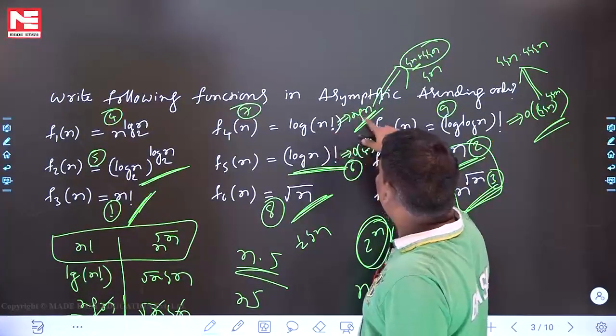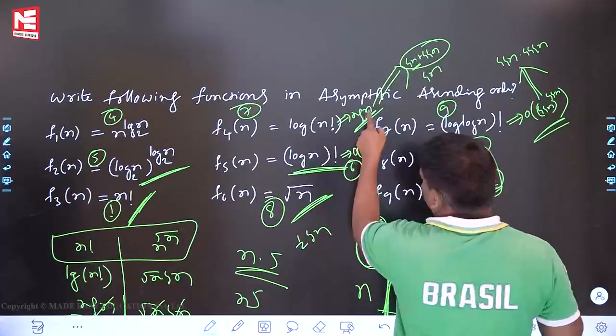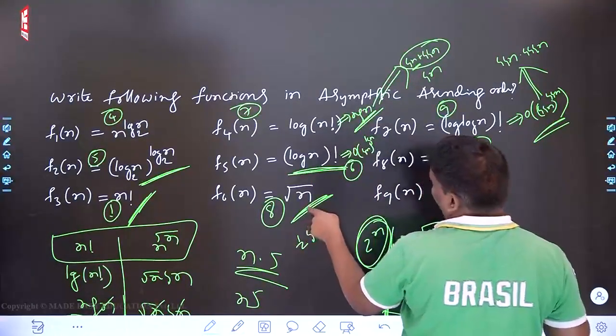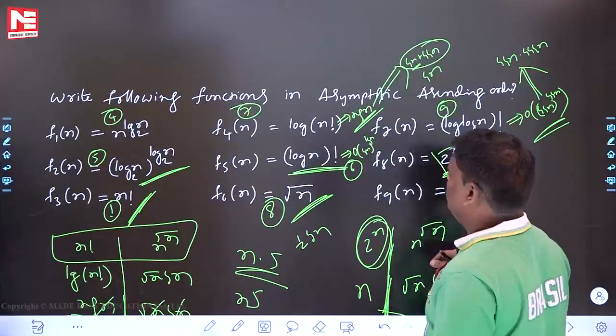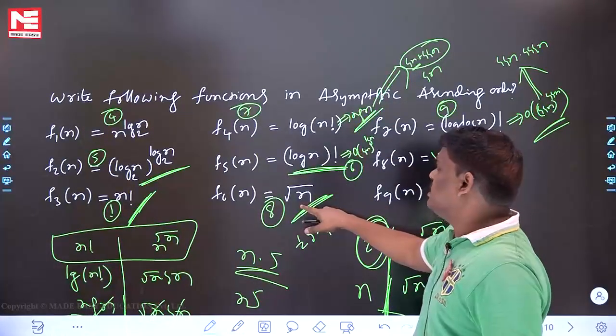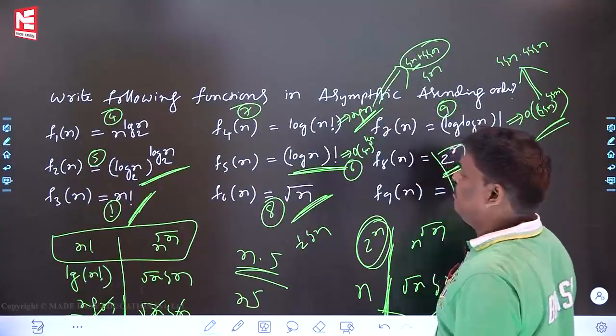Comparing these two, if you apply the log, this one is n log n, and this is going to be root n. Please be careful: here n is there, here root n is there. That is the reason it is bigger.